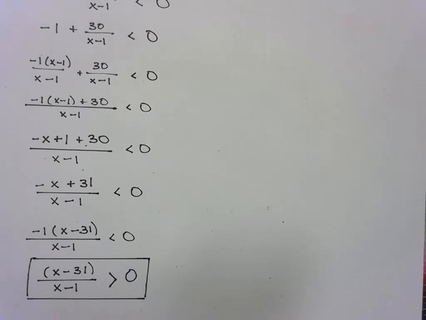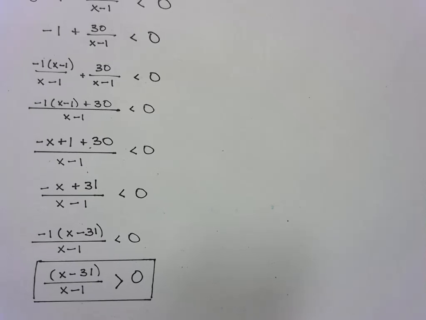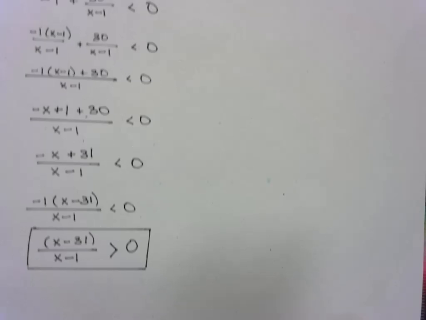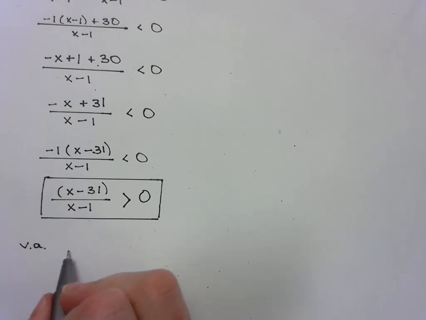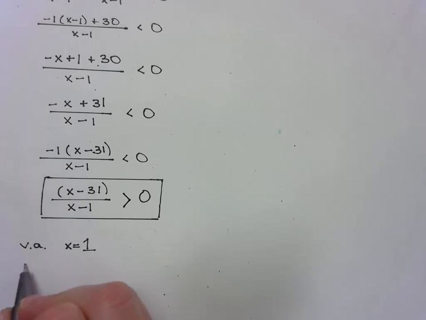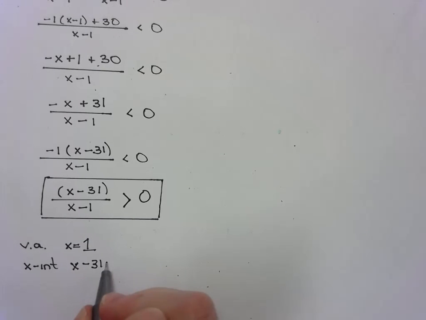So in order to graph, I need to figure out a couple of things. I need to figure out my asymptotes and my intercepts. So if you remember back to our graphing unit, I get my vertical asymptote from the denominator. So the vertical asymptote is x equals 1. And I get my x-intercepts from the numerator. So my x-intercept is going to be, by solving the numerator, x minus 31 equals 0. So x equals 31. So my x-intercept is going to be at 31 and 0.